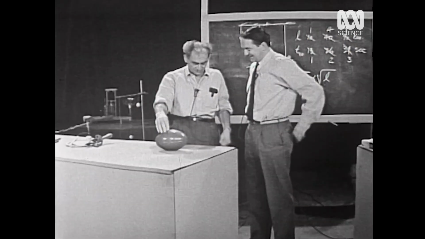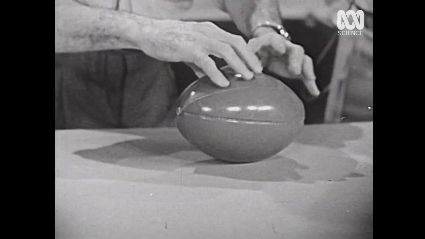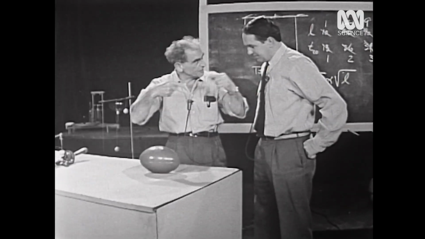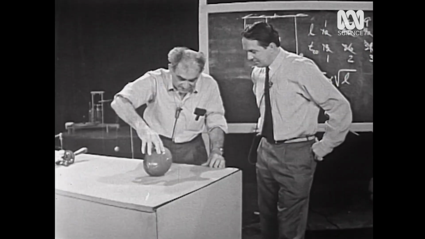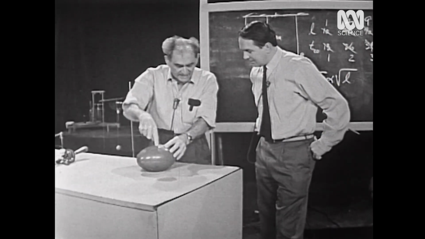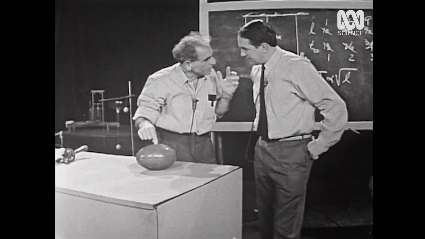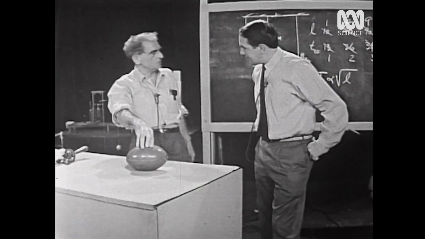Here is a football. That's a Yankee kind, isn't it? We might imagine this football to be an ellipsoid of revolution, an ellipse which is spun on its long axis. So when I spin this football like this, it is spinning about an axis for which the moment of inertia is so much. Now watch what the football does.